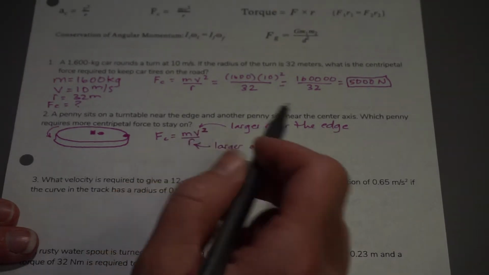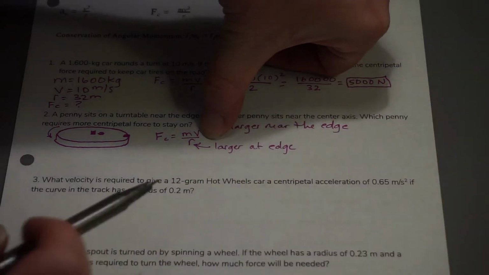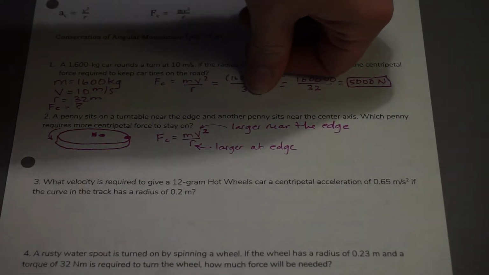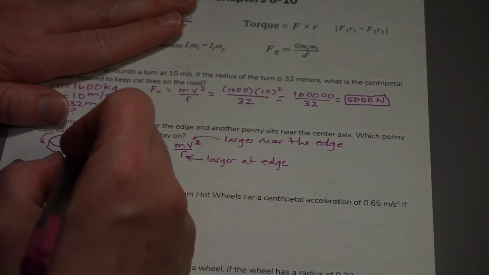Since if they both increased and then we didn't have the square, then it wouldn't make any change in the centripetal force. But since the V is squared, and that's going to make the top of our fraction bigger, the centripetal force is going to increase.